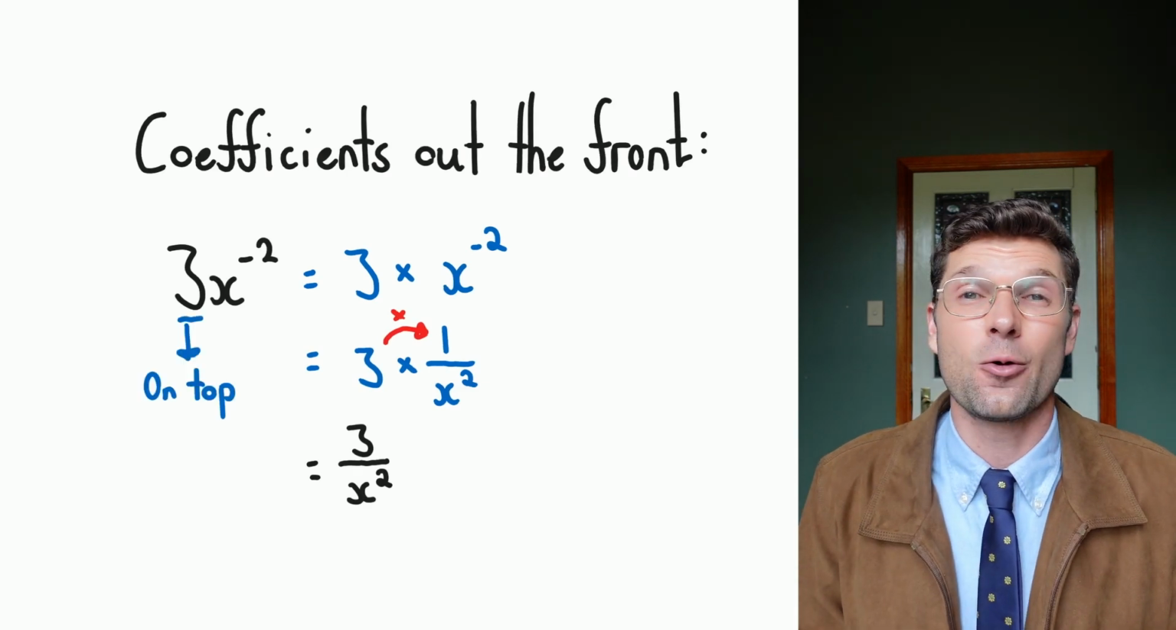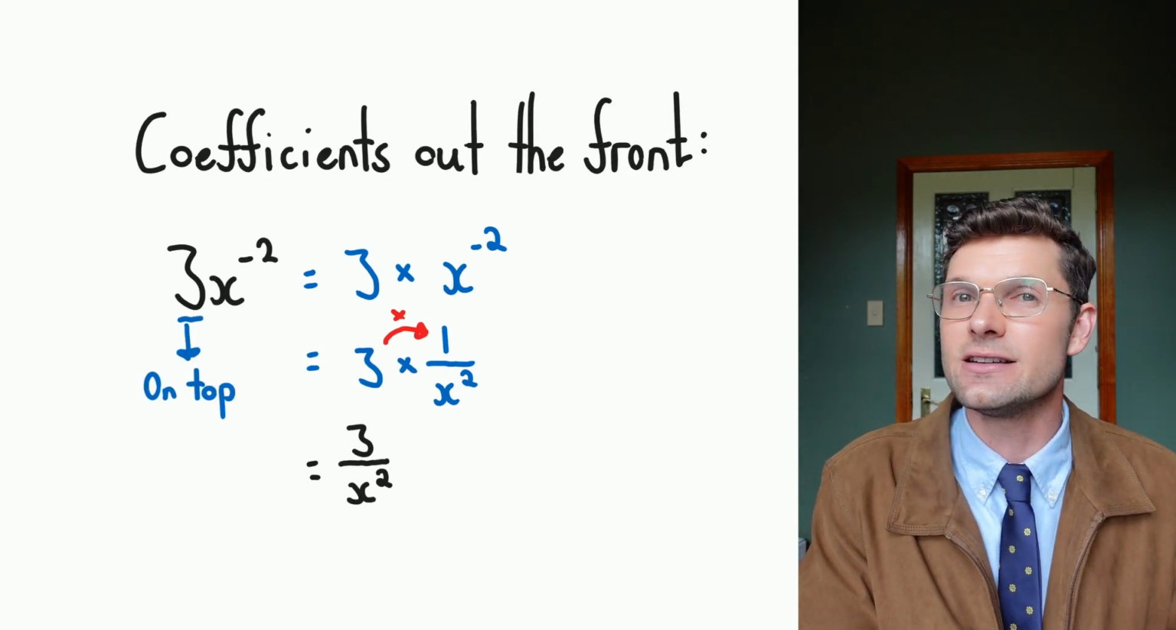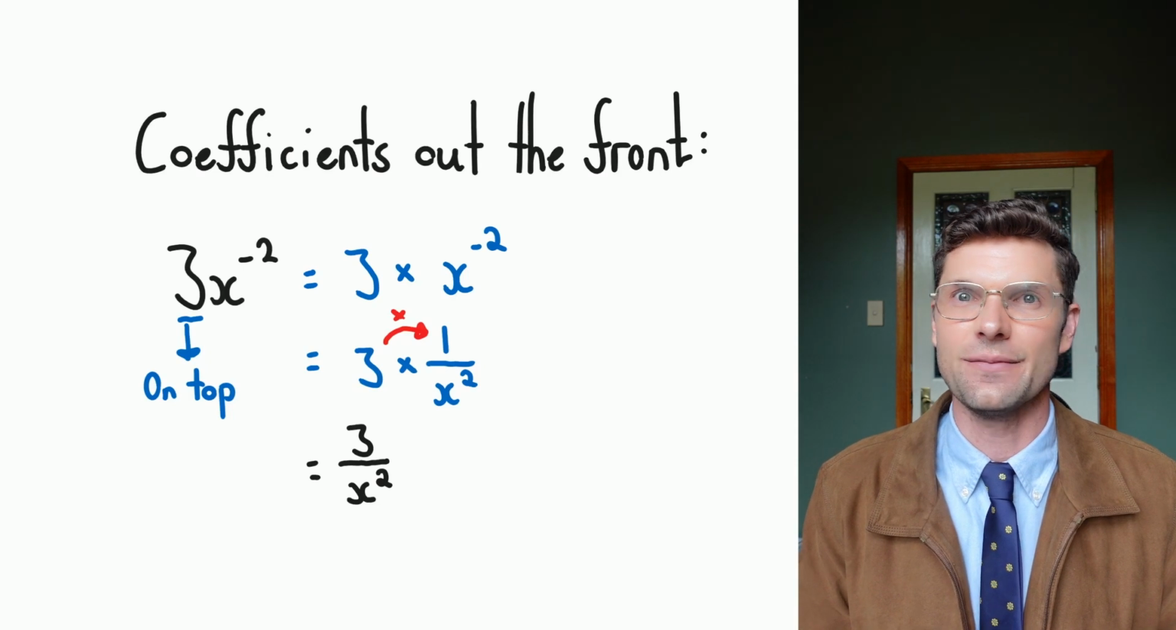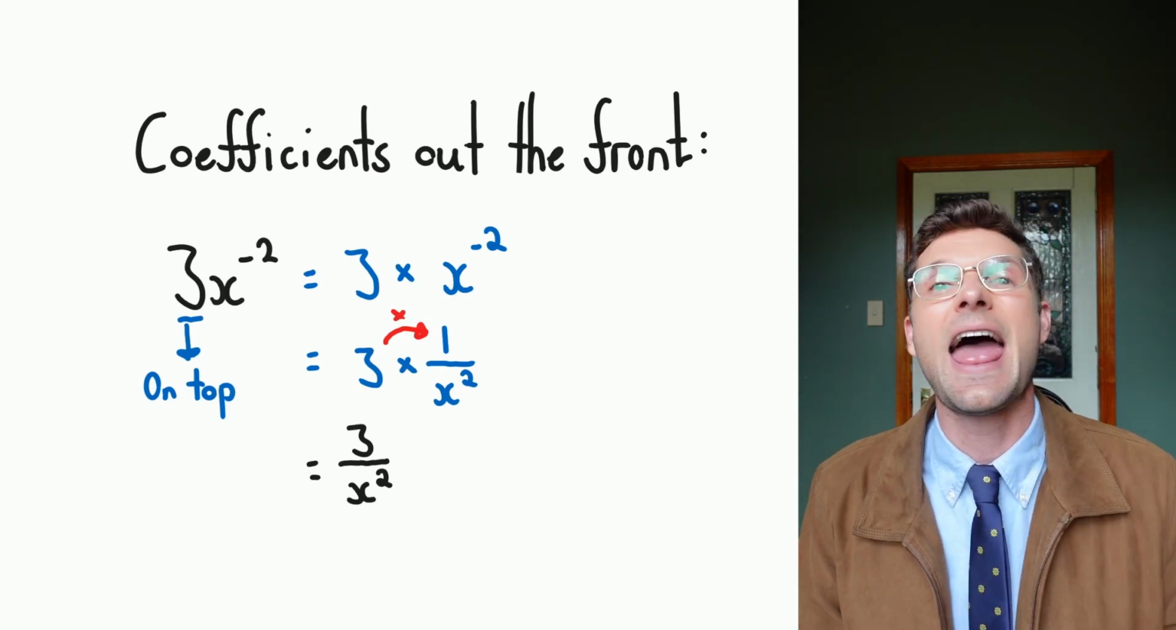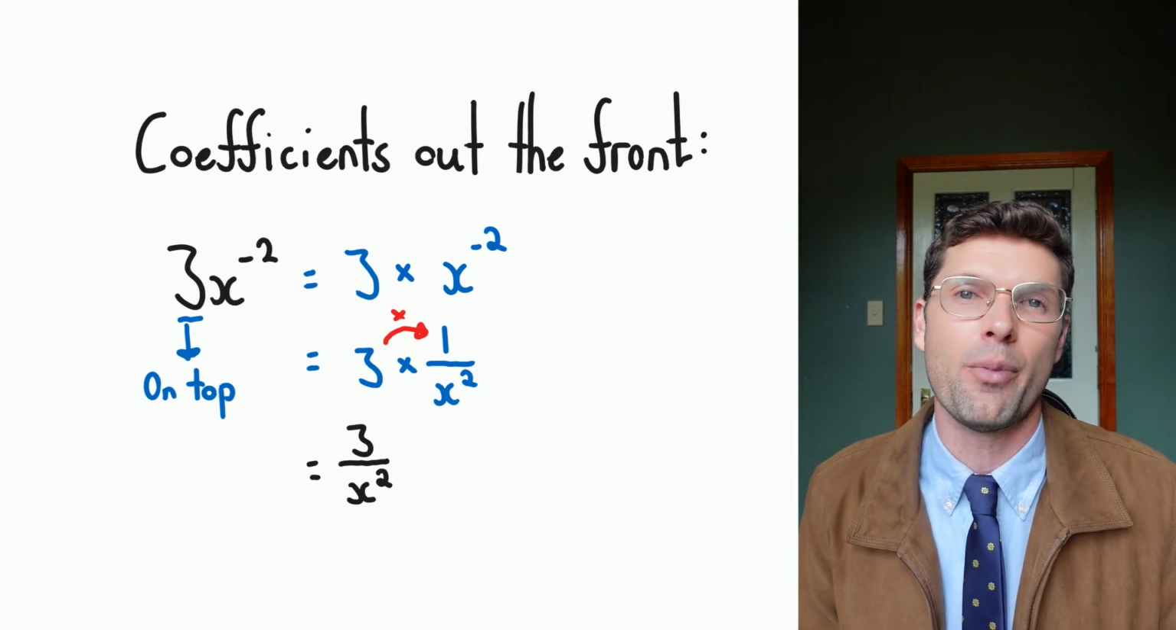The thing that we need to take away from this is that the coefficient at the front just goes on the top of the fraction. So instead of doing 1 over, if there's a coefficient, we put that on top and still move our negative power to the bottom of a fraction.